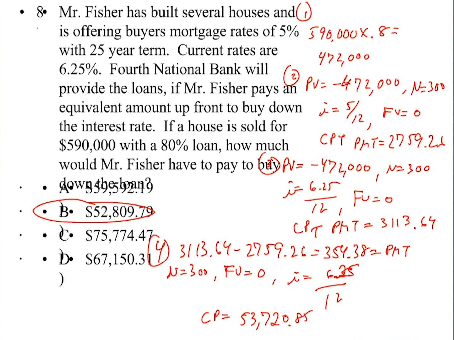Okay, for a buy down, you want to find the difference between the payment the builder is offering, at 5%, and the payment at the current market rate, and then take that incremental dollar amount and discount it back to today. Find out the present value at the going rate, which in this case is 6 1/4.